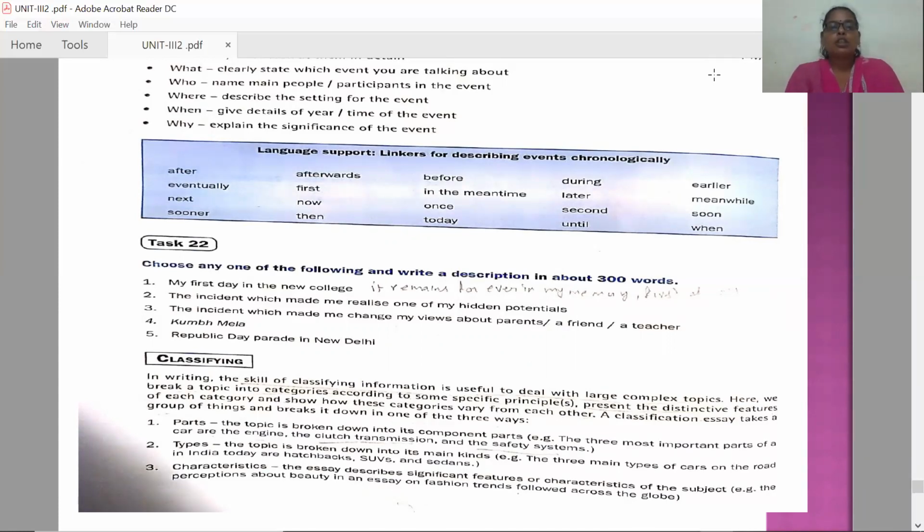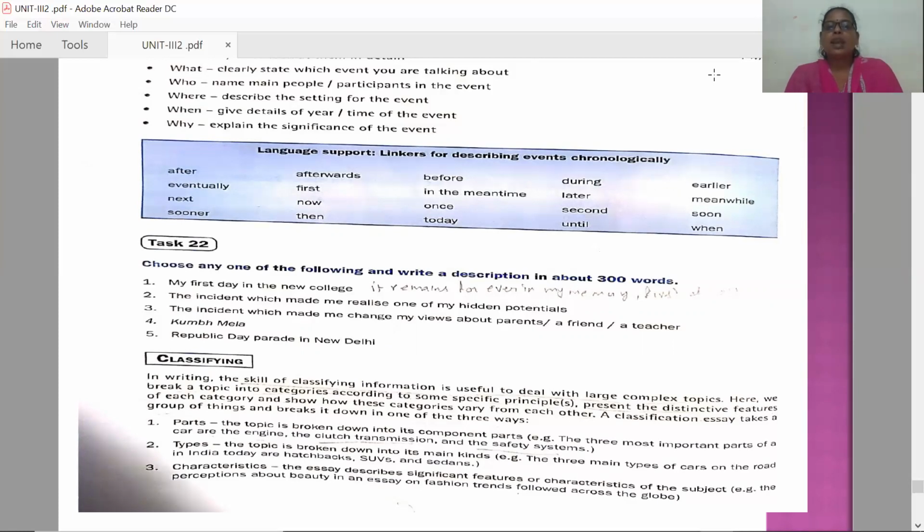Let us see. First one, parts. The topic is broken down into its component parts. Example, the three most important parts of a car are the engine, the clutch and transmission, and the safety systems. Like this, you need to talk about the parts classification. Next comes types. The topic is broken down into its main kinds, like the three main types of cars on the road in India today are hatchbacks, SUVs, and sedans.